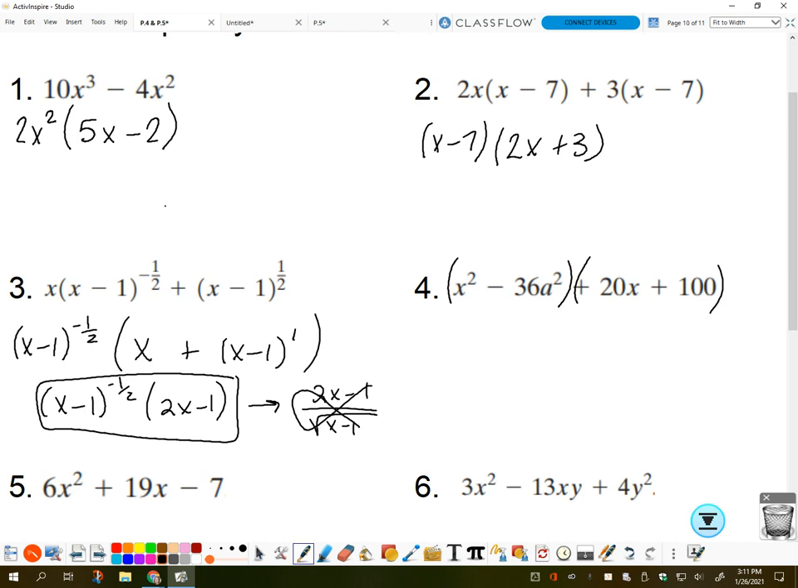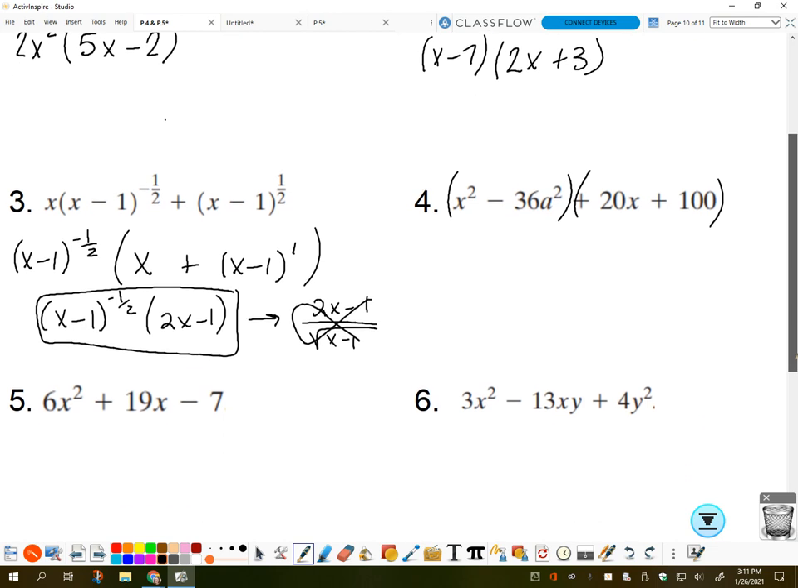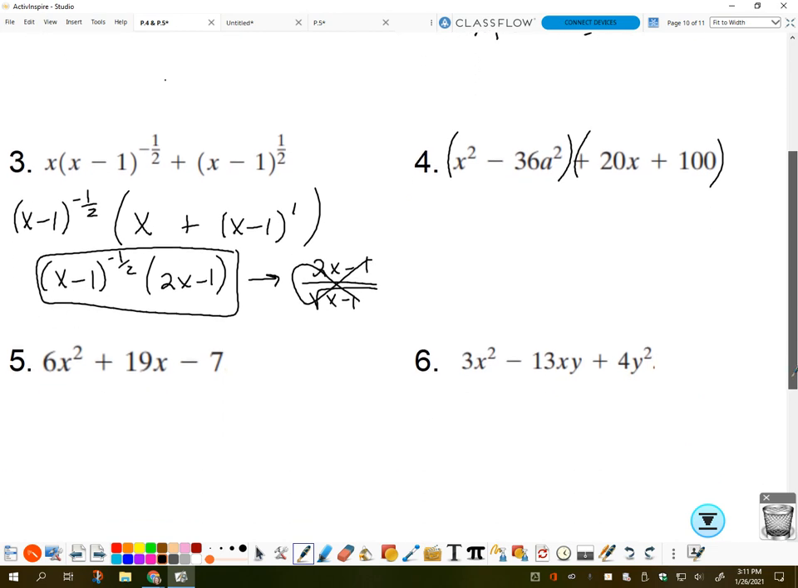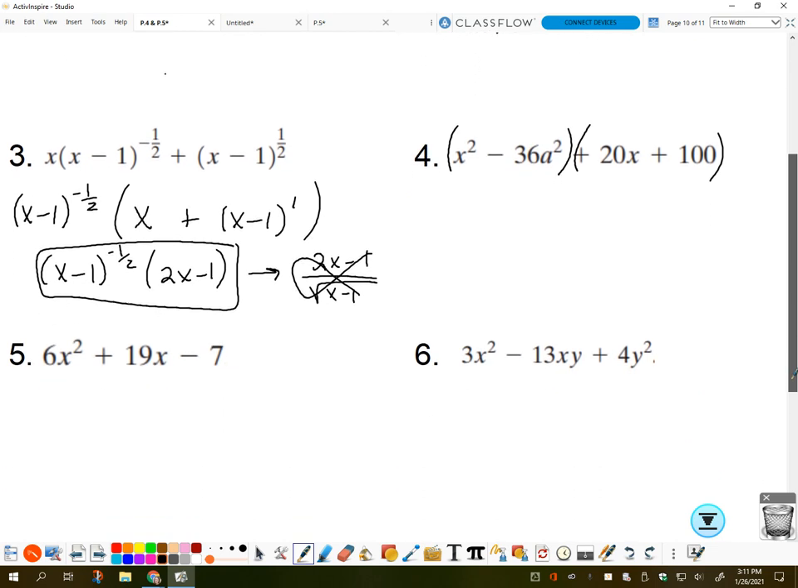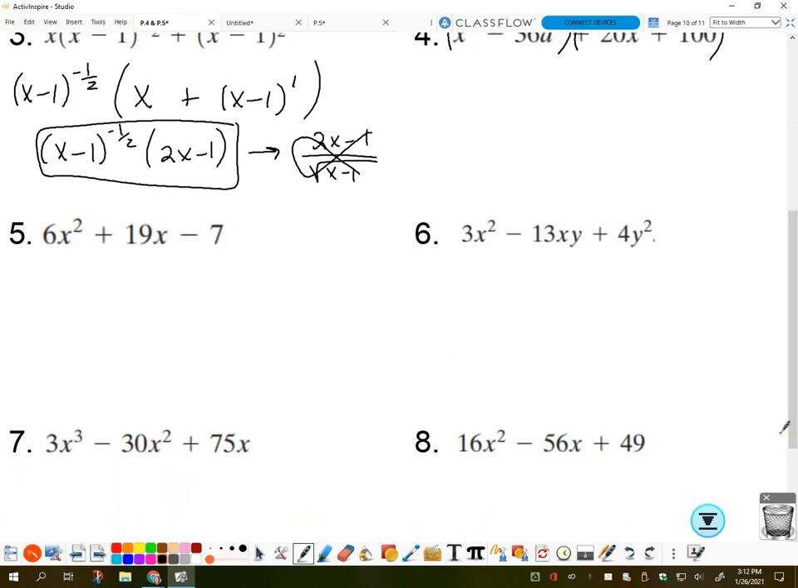Zero clue. We're going to skip number 4 because I don't have a clue what the typo is on that problem. There's obviously a typo, but I'm not sure what it was. So skip number 4. All right, number 5.